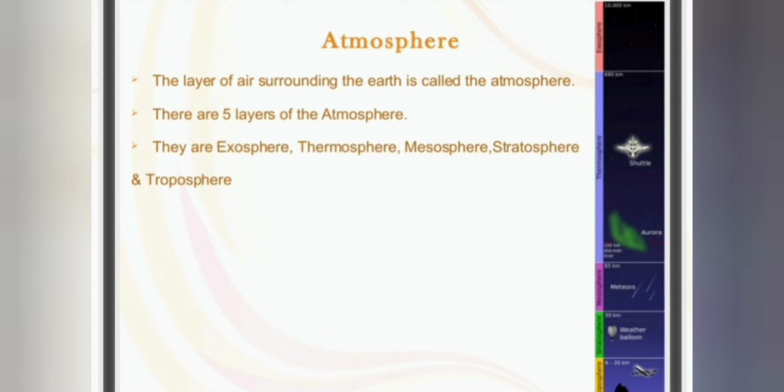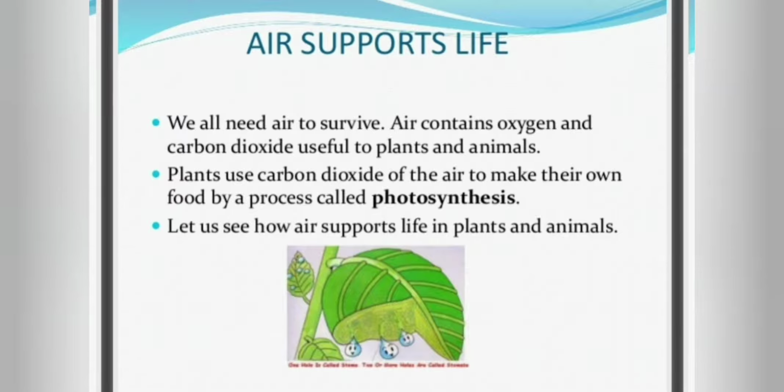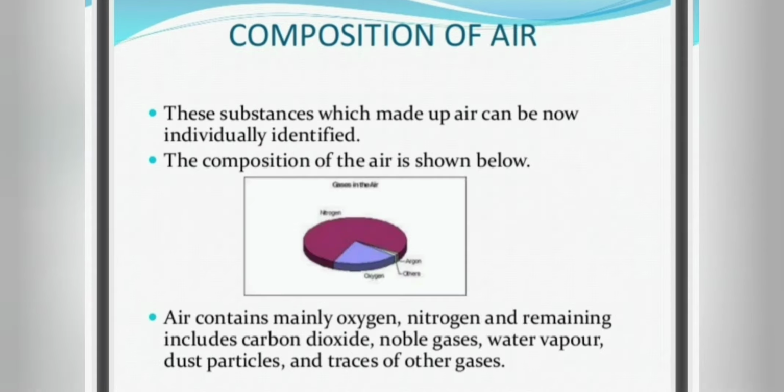Now let us discuss the composition of the atmosphere. The atmosphere is a mixture of gases. The main features of the composition of the atmosphere are as under. Air is a mixture of gases, water vapor, dust particles, and smoke. The two main gases present in the atmosphere are nitrogen, about 78%, and oxygen, about 21%.